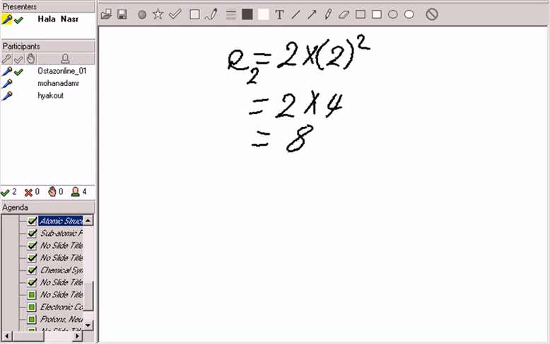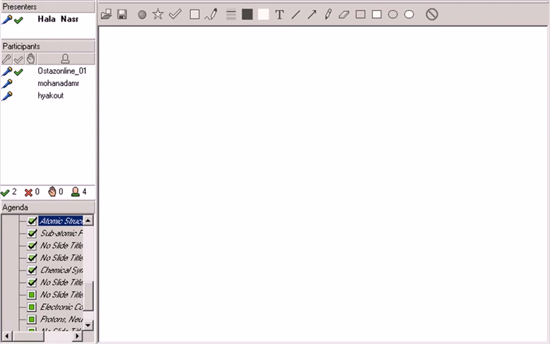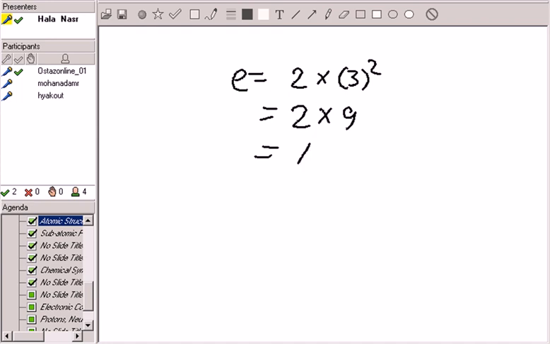Now, Mr. Hassan, can you do energy level number 3? 2 times 9. Can you write it down? Let's do it step by step. It's 2 times 3 to the power 2 equals 2 times 9. This is equal to 18. So this means that the third energy level is able to carry up to 18 electrons. And when I say up to 18 electrons, it means 18 or less, but not more than that.